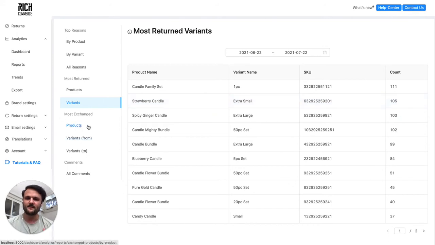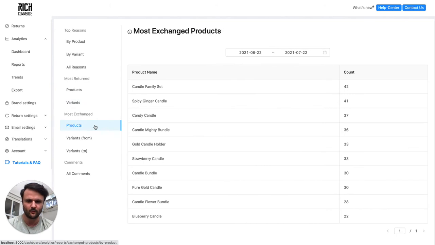If you're big into exchanges, which a lot of our merchants are because you can keep so much revenue in the company, then it might also make sense to look at these reports, right? So what products are most exchanged, especially if you're in clothing, this will give you an idea of what products do not have a good description on the website, do not have a good, for example, fit guide on the website. For example, if you're selling shoes or trousers or something like this.